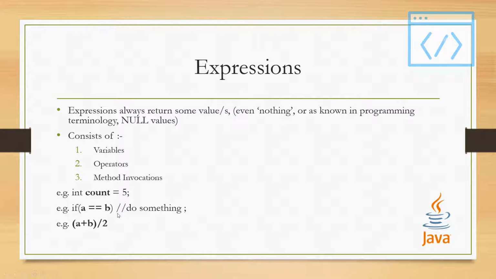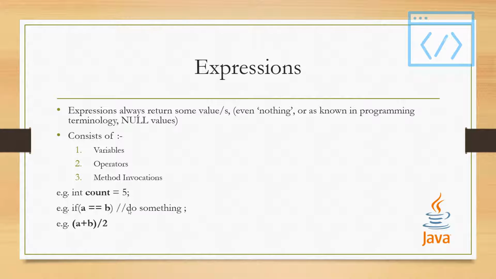And here the double slash means comments, which means they don't really count and they're ignored by the Java compiler. What this means is here a equals b, which suggests that this is an equality check. That bit there, a equals b, is an expression. And similarly, anything that evaluates to any other sort of value, like a plus b divided by 2. So let's say a is 5, b is 5, divided by 2 gives 5.